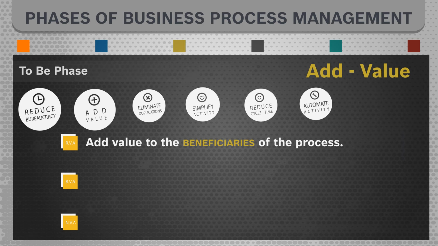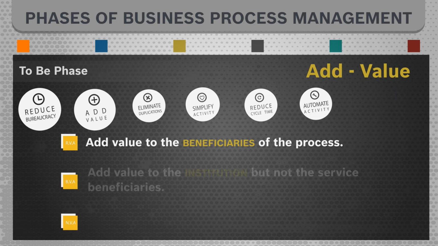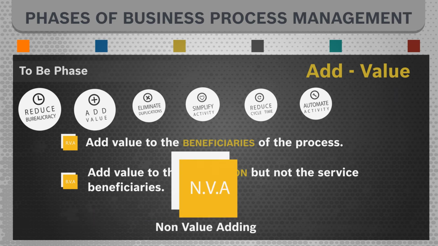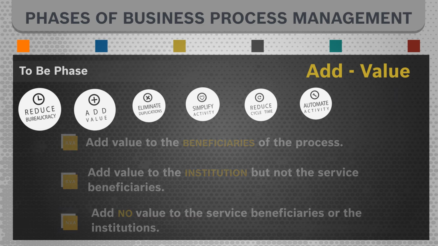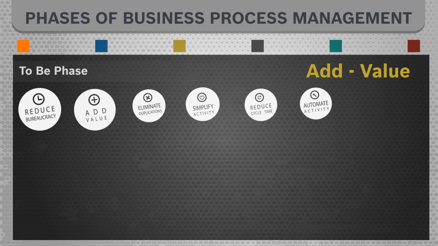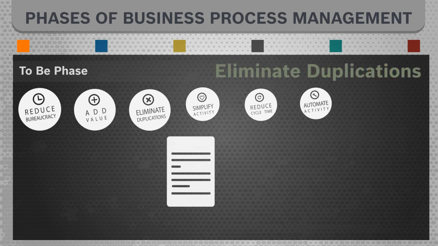The second type, business value adding or BVA, are activities which add value to the institution but not the service beneficiaries. The third type, non-value adding or NVA, are activities which add no value to the service beneficiaries or the institutions. The next step is to eliminate duplications that occur when multiple functional units are involved in a business process and there is no integration between the units.